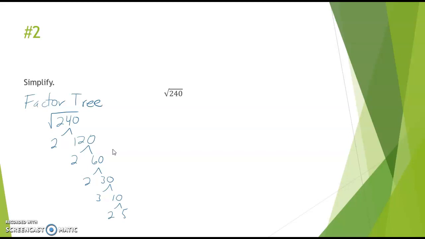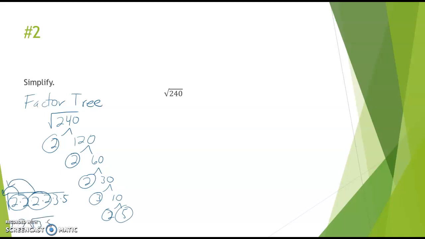Remember that your factor tree can look different as long as you have the same factors. So my factors here, I've got 2 times 2 times 2 times 2 times 3 times 5. If you need to circle these as you're going through, go ahead and do so. I like to circle them just so I can keep track of all of them. Remember that pairs come out, so I've got a pair of 2's and another pair of 2's. So they come out, and I've got 2 times 2 on the outside, and then 3 times 5 stuck in there. Multiply both, so I've got 4 square root 15.